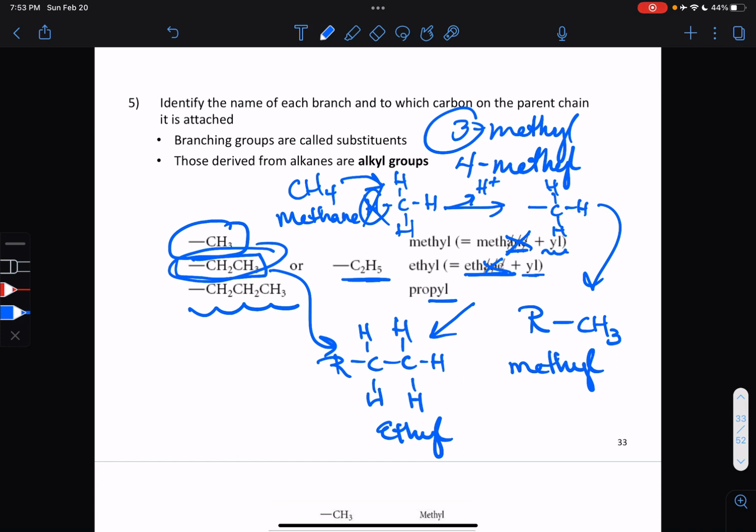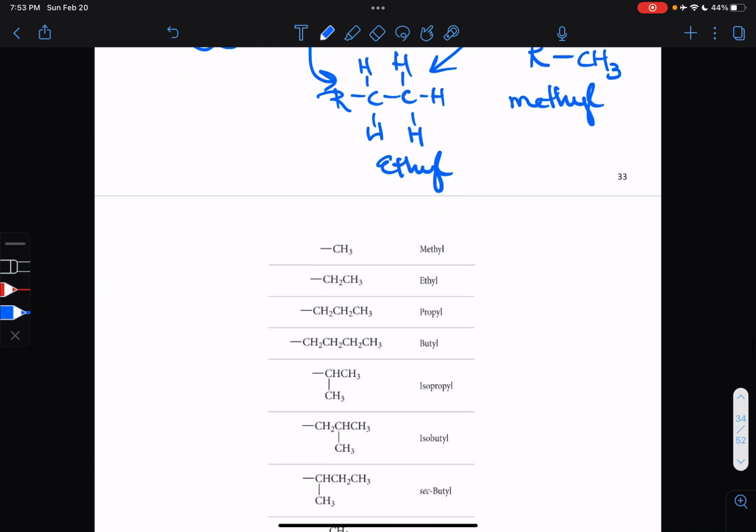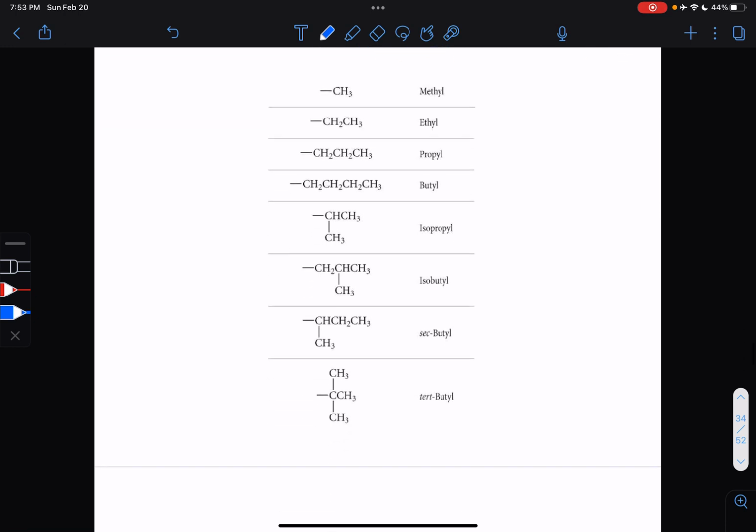So it is the smaller carbon chain, so it is the branch or the substituent. Now, putting that into a chart form, we have this right here. So you can see all of the hydrocarbon branches that I'd like you to know here. And I'm going to put a check mark next to the ones to definitely know. And you must know methyl, ethyl, propyl, butyl, isopropyl, and tert-butyl down there.